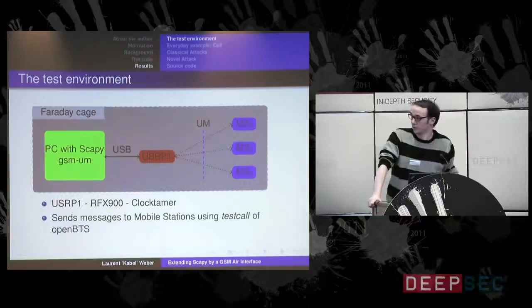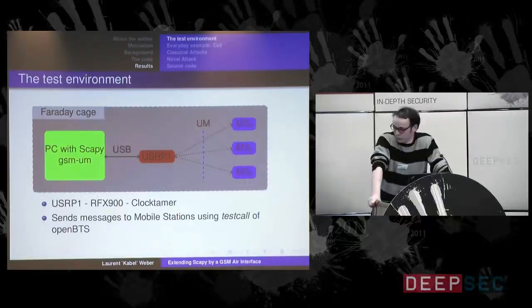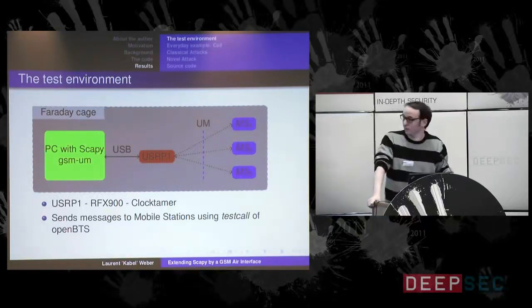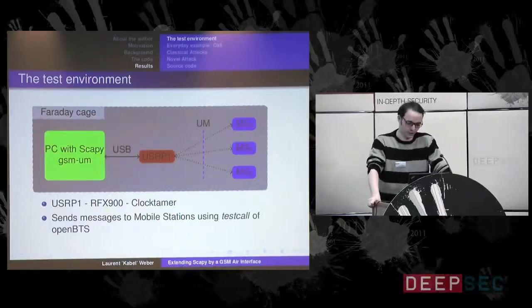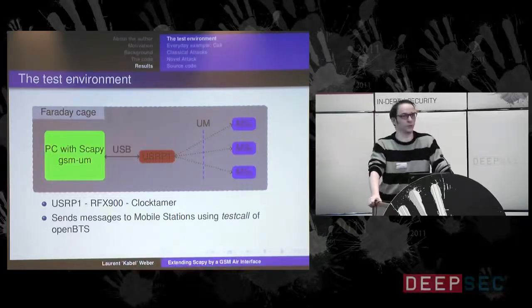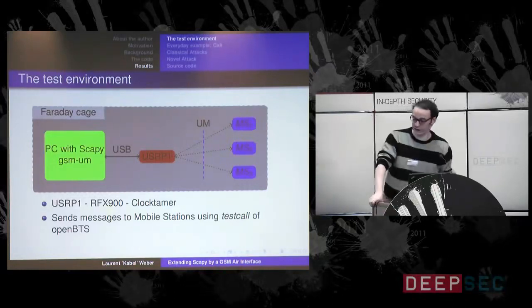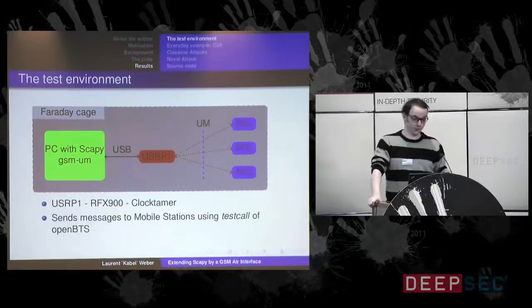Very important is the clock you have in your USRP. I was using a Clock Tamer. The clock cost 400 euros, I think, but it was worth all the money. Before, I had another, and I had only trouble with it. If you have a bad clock or too much clock drift, the phones are not able to register to your base station, and then you cannot even start to send packets around. So it's very, very important.